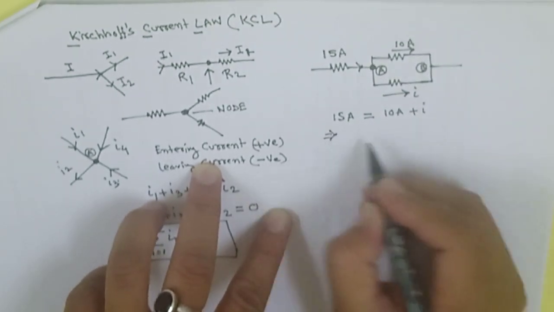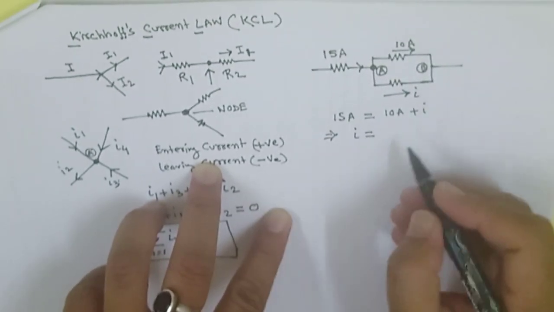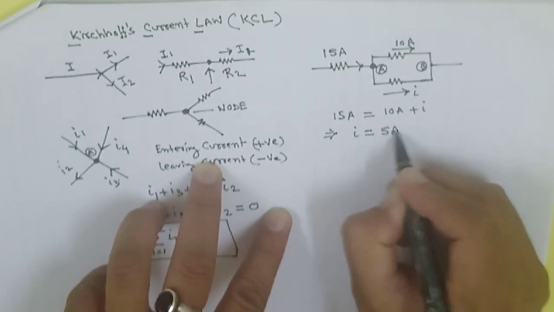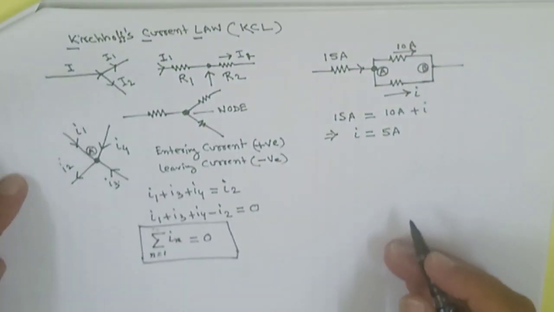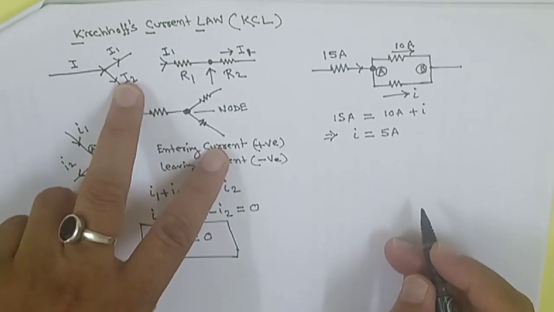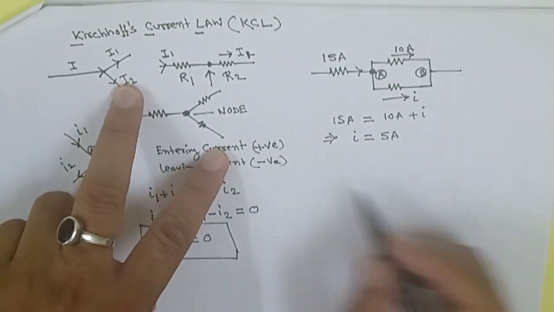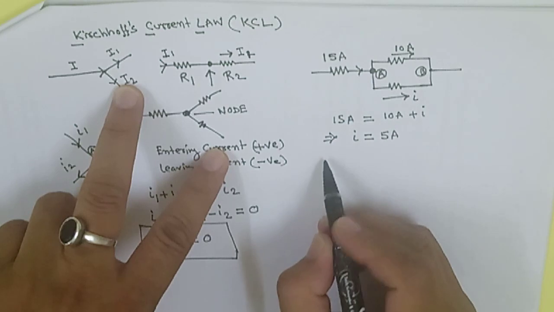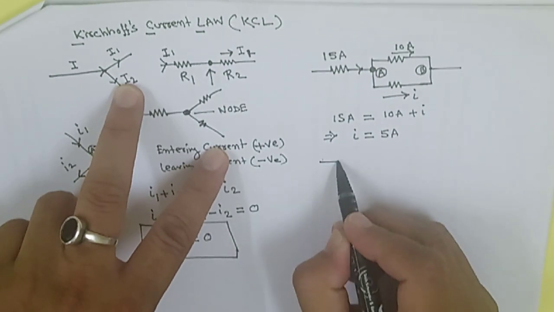So if you calculate this one, I equals 5 ampere. So this is the answer. Now this is very simple for Kirchhoff's law. If we're going to start a big problem, just make a little bit bigger problem.